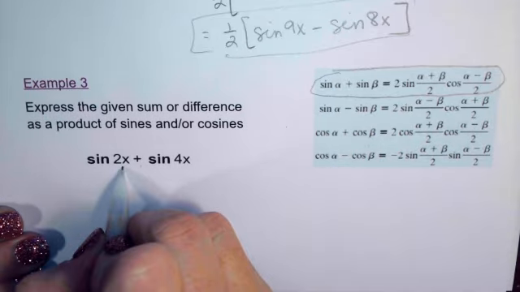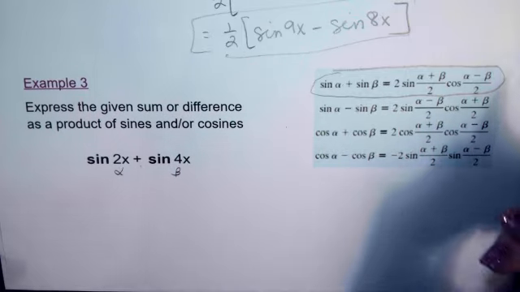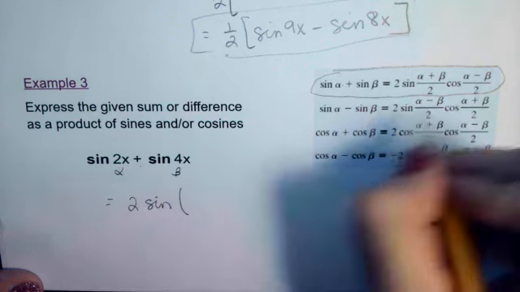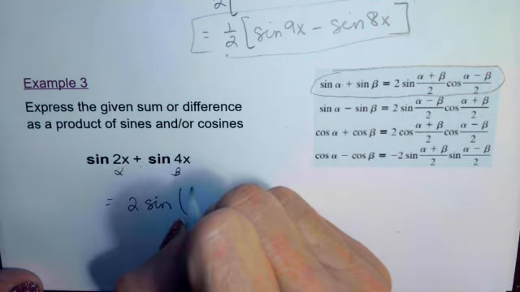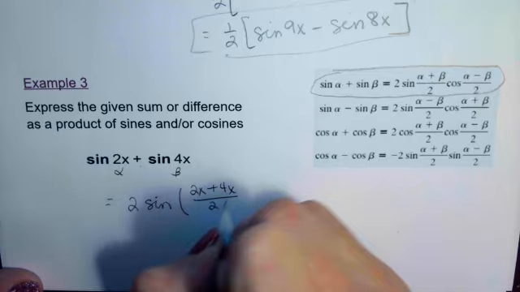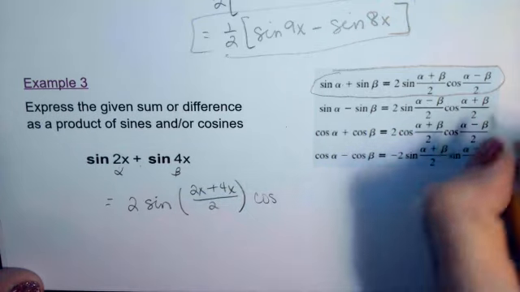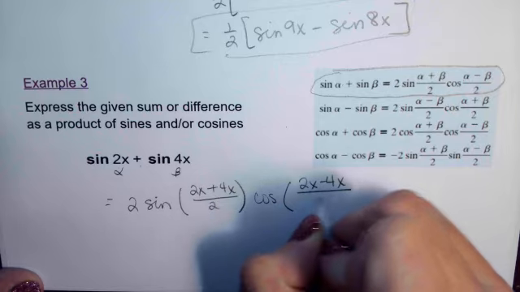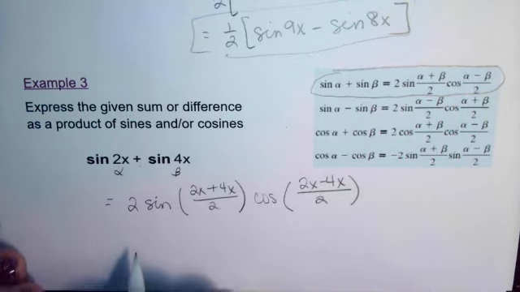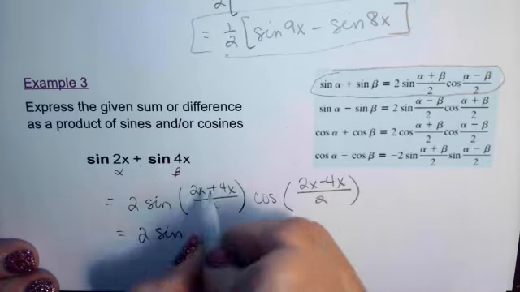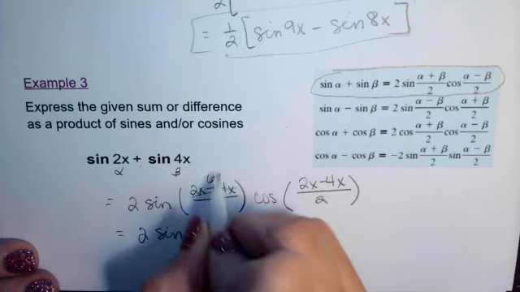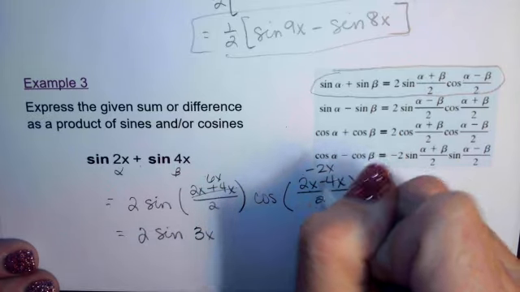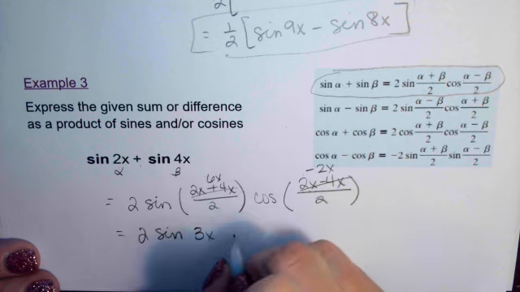Alpha always comes first. Beta always comes second. And so then we have 2 sine, and in the numerator of this one we have alpha plus beta, so 2x plus 4x all over 2. And then we have times cosine alpha minus beta, so that's going to be 2x minus 4x all over 2. Clean this up, and that's going to give us 2 sine 2x plus 4x is 6x, 6x divided by 2 is 3x. 2x minus 4x is negative 2x, and then negative 2x divided by 2 is negative x.